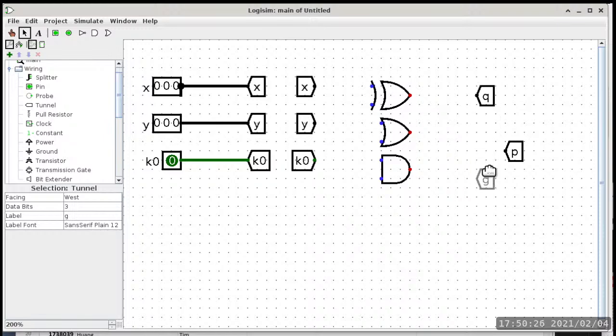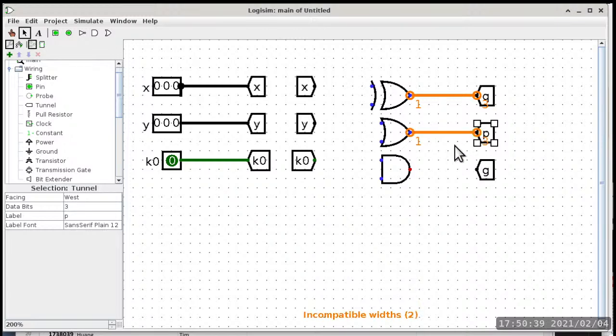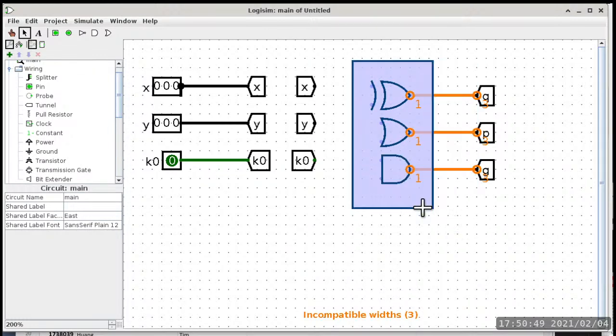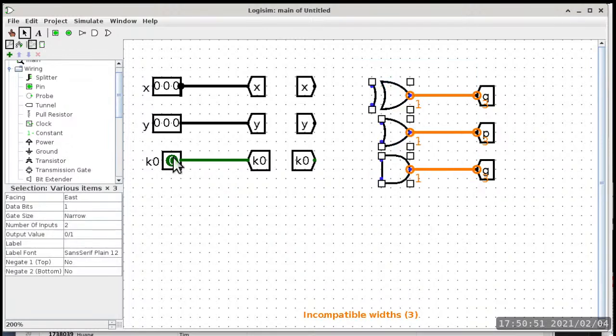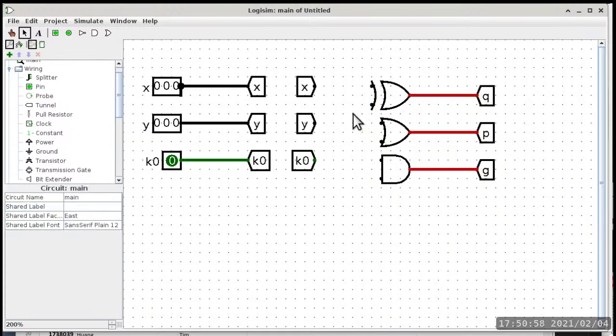So I'm just going to shuffle around the tunnels a little bit so that they are finally aligned with the gate that would feed them. Q is coming from the exclusive OR, P is coming from the OR, and G is coming from the AND. Obviously I have to change the gates to be 3-bit wide. Now that we know that really cool trick, select all of them at the same time, change all to 3-bit wide, and now we have all the problems solved at the same time.